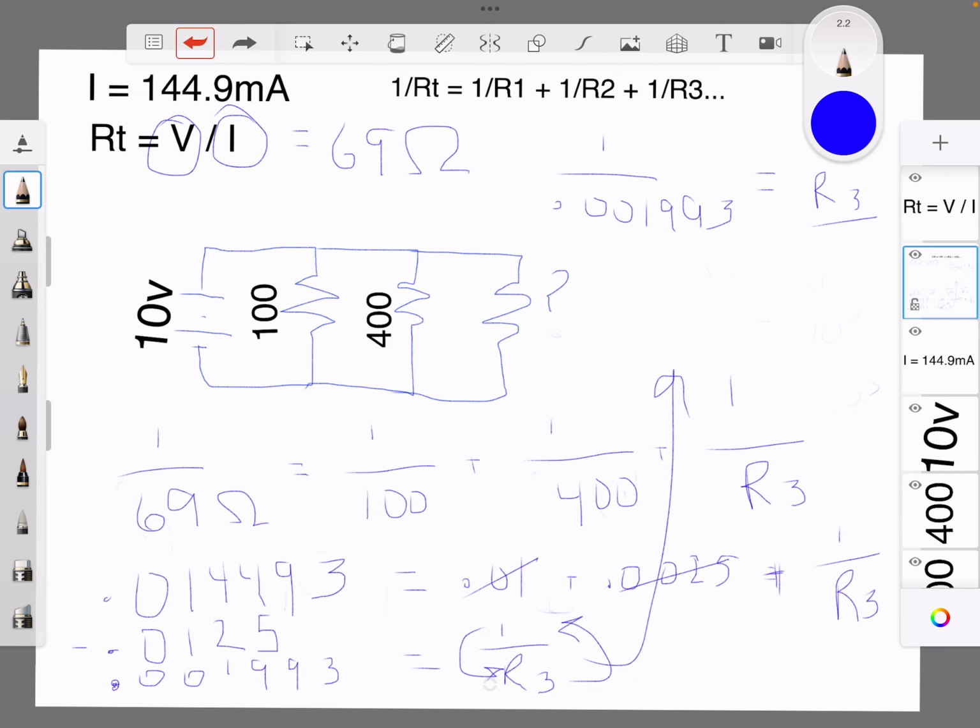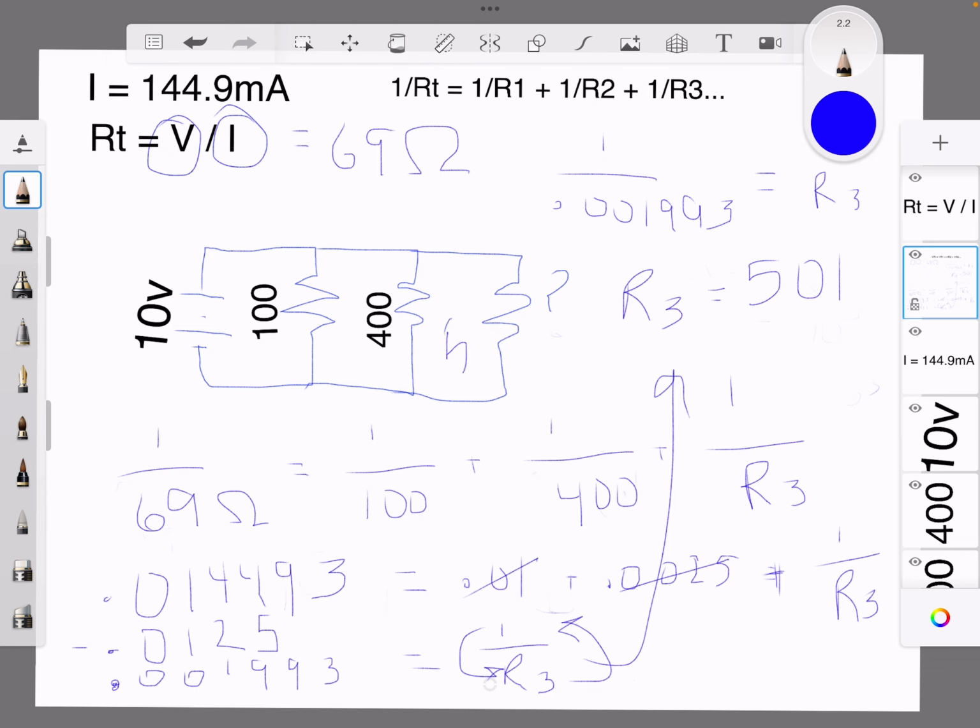Now, in your calculator, you're going to put in 1 divided by 0.001993, and we get a number, R3 equals approximately 501 ohms. Now, there are some rounding errors, so you're going to be off by just a little bit. Everybody's going to have a slightly different answer. You could come up with 499, 498, 502. The correct answer to choose from is going to be 500.